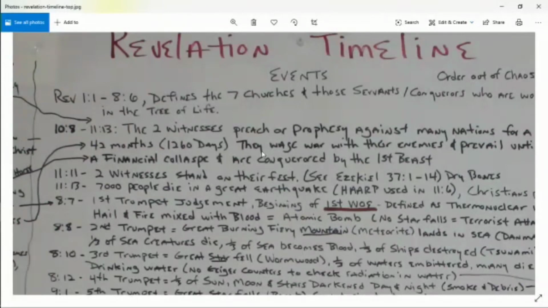And I will give power unto my two witnesses, and they shall prophesy. Who's giving power to whom? Well, Jesus is giving power to the two witnesses. Yeah. And so that means they've got to be holy people of some kind.